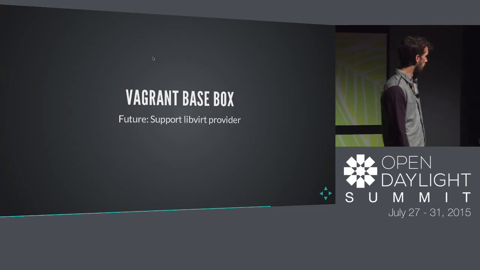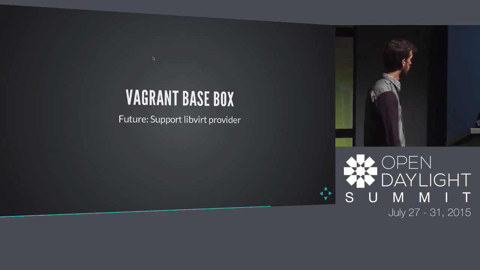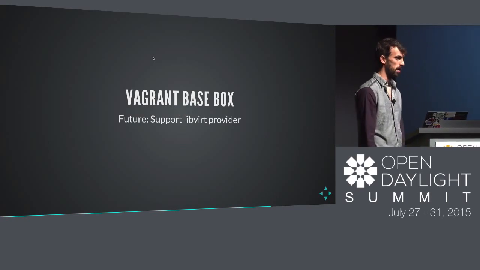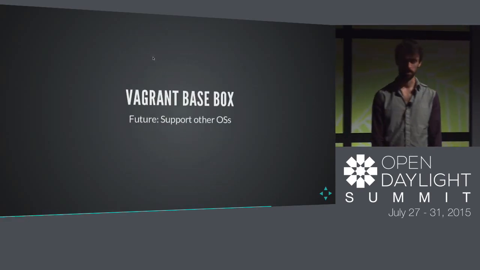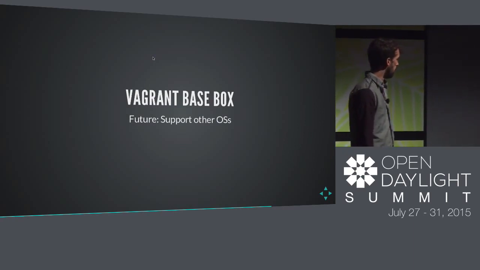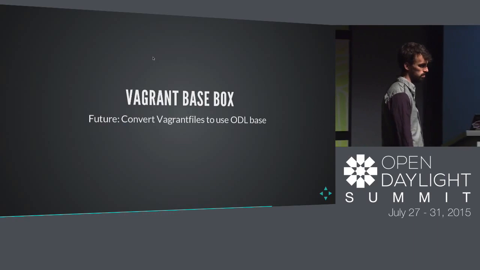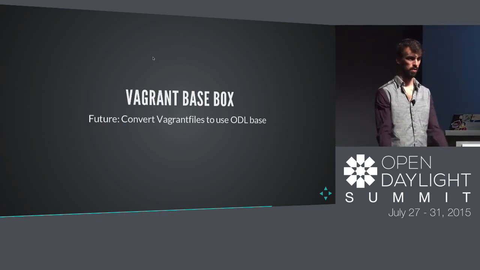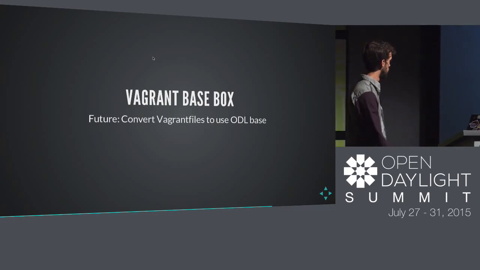In the future, we're all using VirtualBox, as you know painfully. It would be great to support some other providers. libvirt would be good, because then we can do nested virtualization better. And other operating systems. Right now we're shipping CentOS 7, which frankly is really what we care about the most because all of our build infrastructure uses it. But community-wise, it'd be great to support other things.